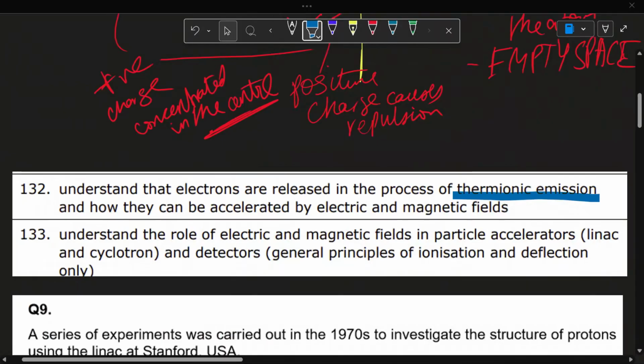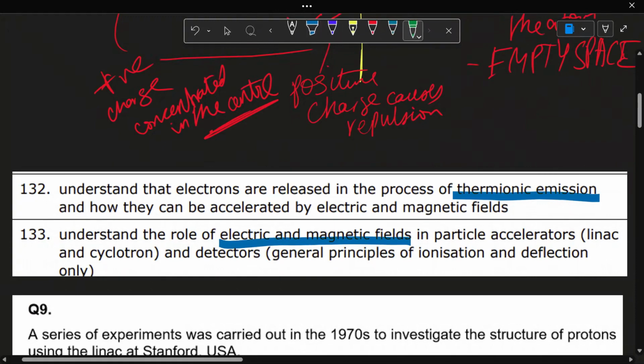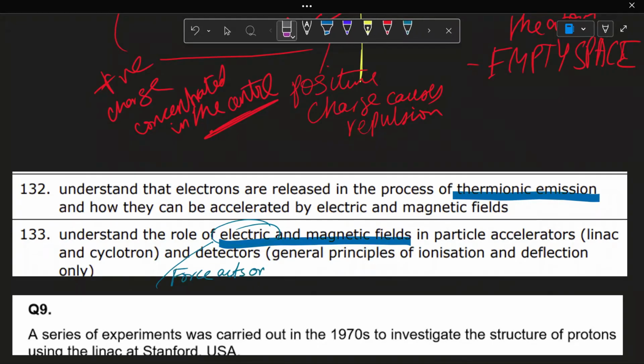Okay, so electric and magnetic fields in particle accelerators and detectors. So essentially the key rule of thumb is that an electric field acts in the direction of motion, so force acts on the particle, sort of parallel, and work is going to be done. So work is done, so the particles gain kinetic energy, greater velocity. So it's electric fields that actually accelerate the particles.